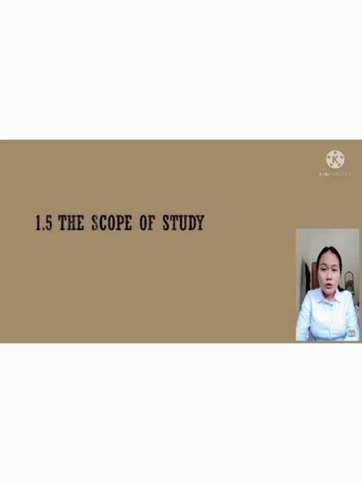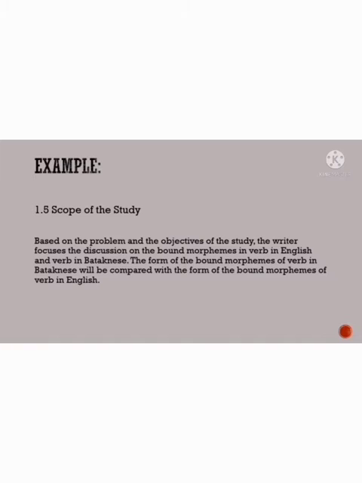1.5 The scope of the study. The scope of the study is the section that contains the limitations of the research problem, which aims to enable the author to focus on the points or topic discussed so that later the research can answer the problem of study. In this example, we can see that the writer just focused the discussion on the bound morphemes in verbs in English and verbs in Bataknese.